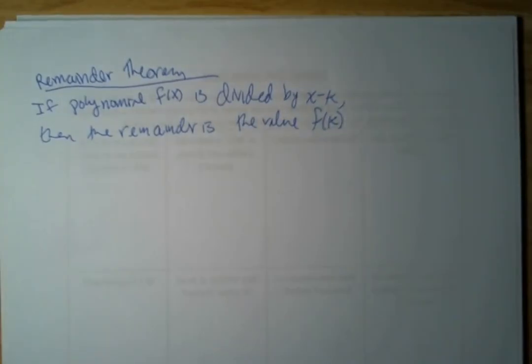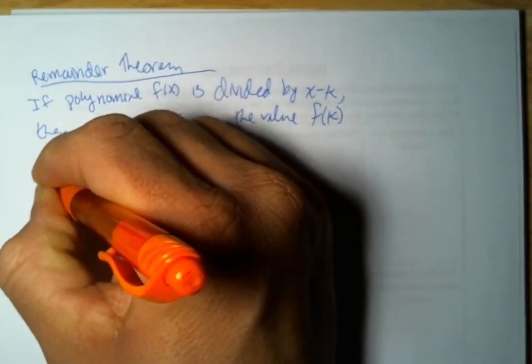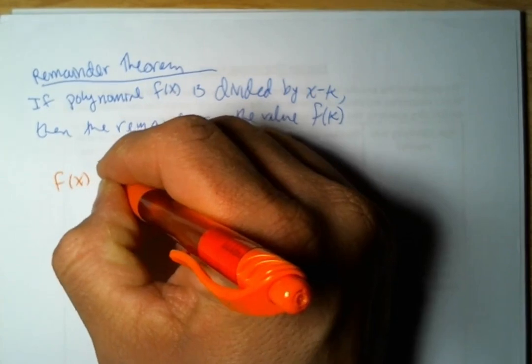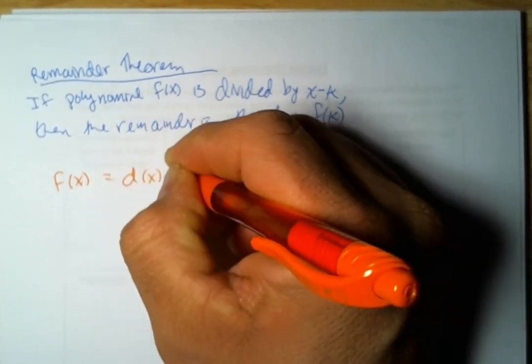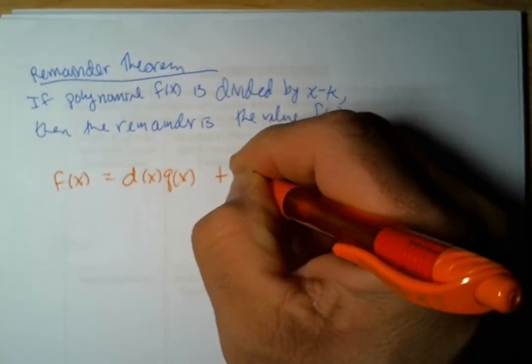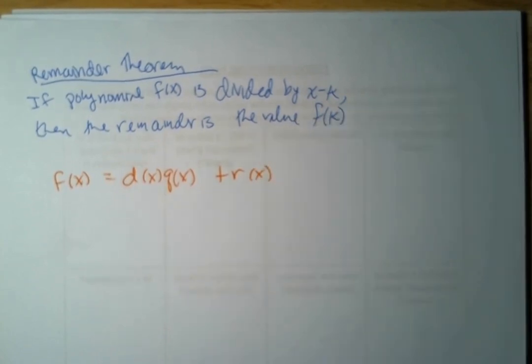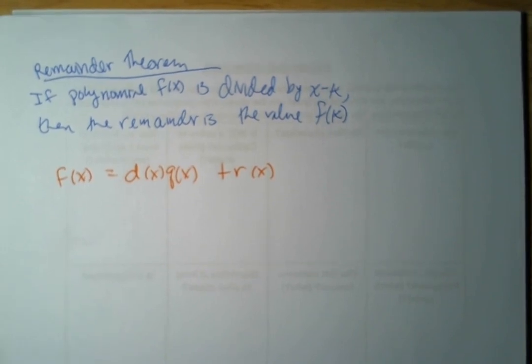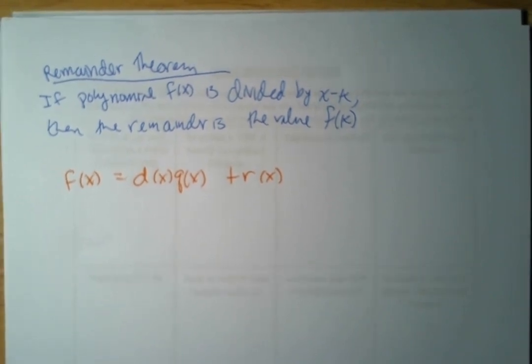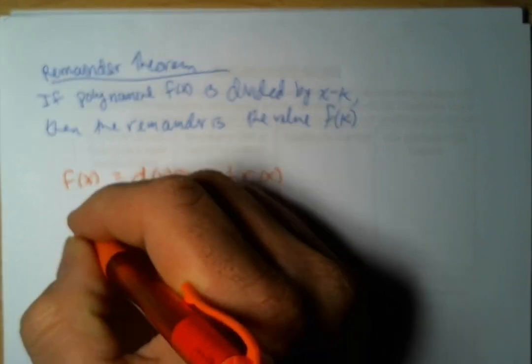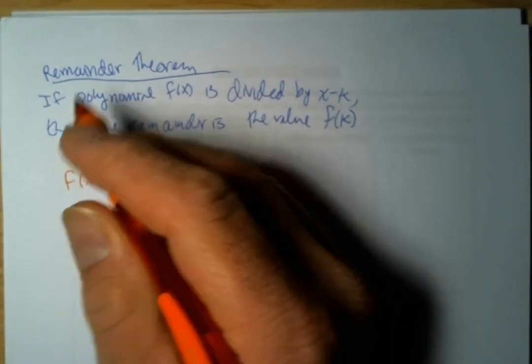In the previous section, we went over the division algorithm for our polynomials. We had the divisor multiplied by the quotient, plus the remainder, and that's how we could represent the polynomial once we do our long division or our synthetic division. Now we're going to focus on this chapter.